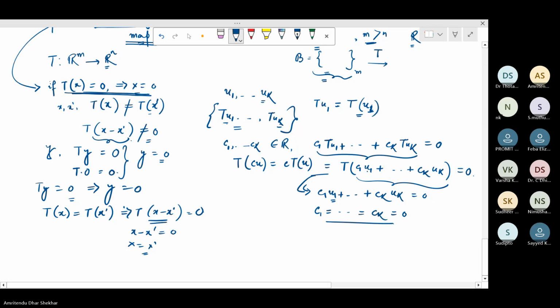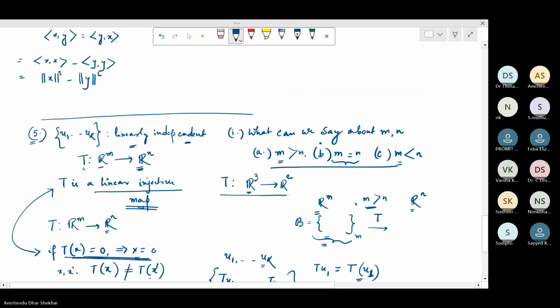Okay. So what this means is that linear injective maps will always send linearly independent vectors to linearly independent vectors. So it will send a linearly independent set to a linearly independent set. And that is the reason why you cannot construct a linear injective map from a space with higher dimension to a space with lower dimension. Okay. Hope this is clear.